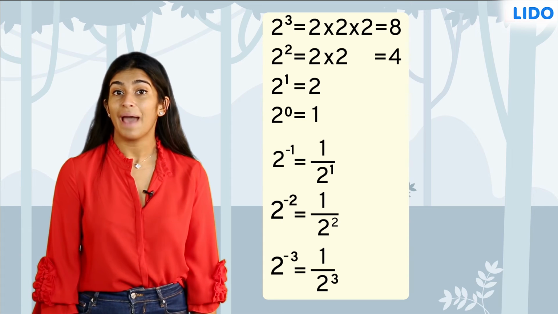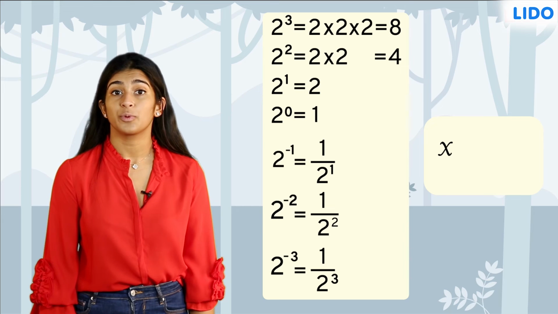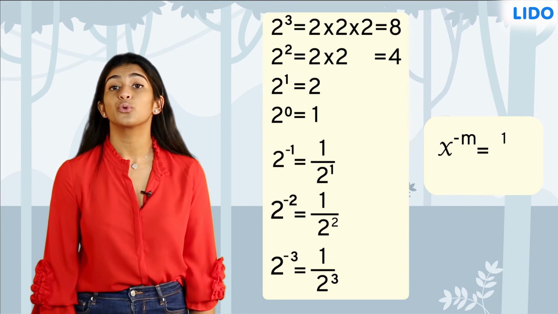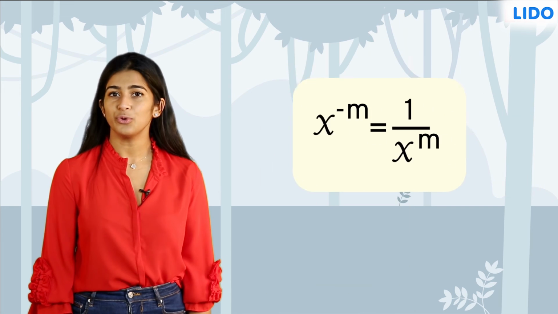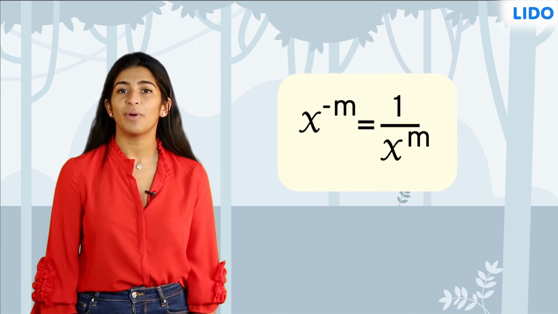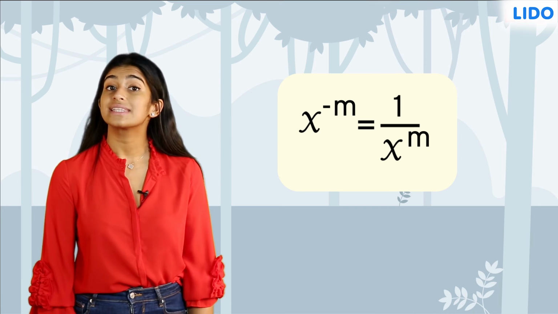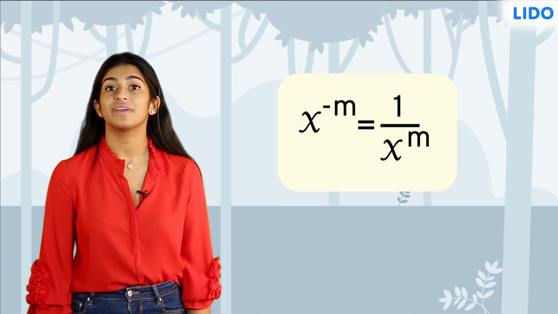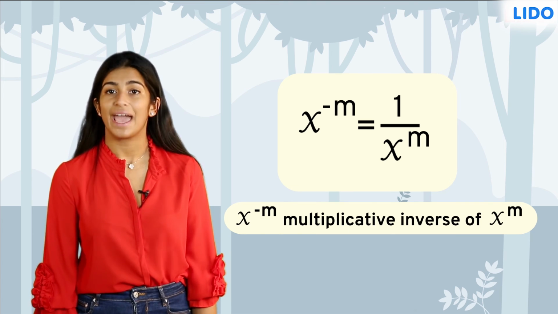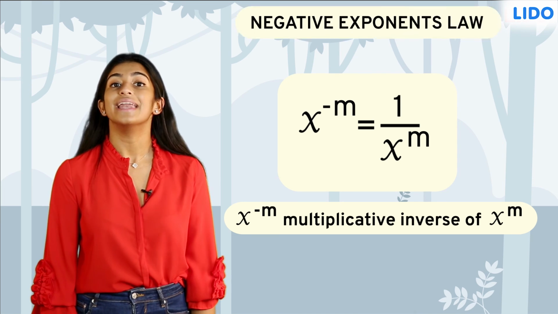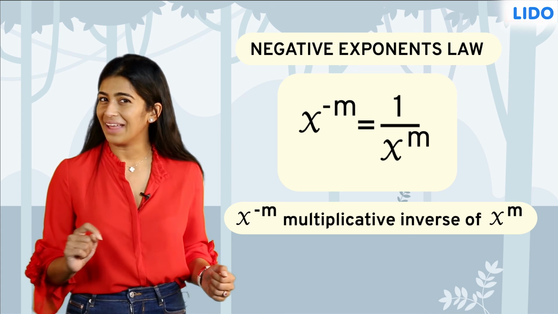If we generalize this pattern, we can conclude that any integer x raised to the exponent negative m is equal to 1 over that x raised to the exponent m. If you noticed, we changed the negative to positive and multiplication to division. Therefore, we can say that an integer raised to a negative exponent is the multiplicative inverse of the corresponding positive exponent. This is called the negative exponents law. See how patterns can be useful in math too?